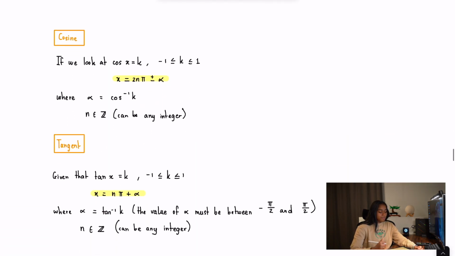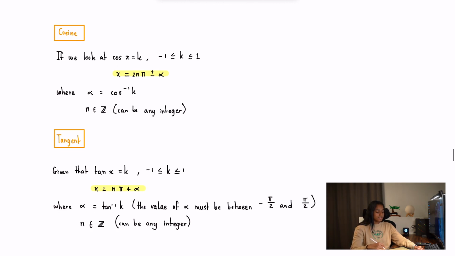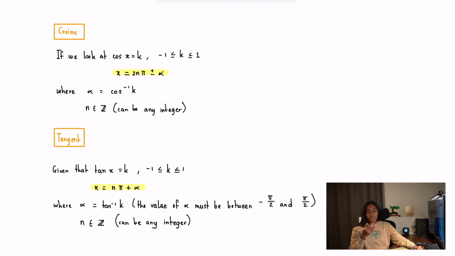For cosine, if we look at cos x is equal to k, and k is between -1 and 1, x is equal to 2n pi plus or minus alpha, where alpha is equal to the inverse of cos k, and n can be any integer, the same.